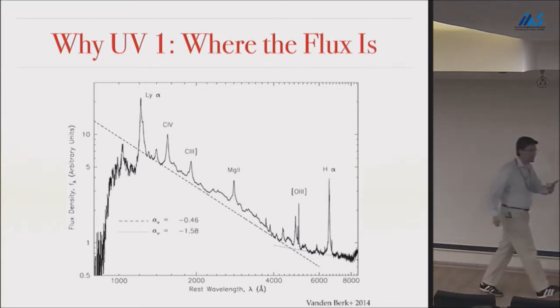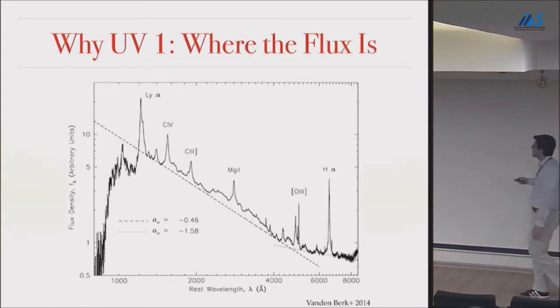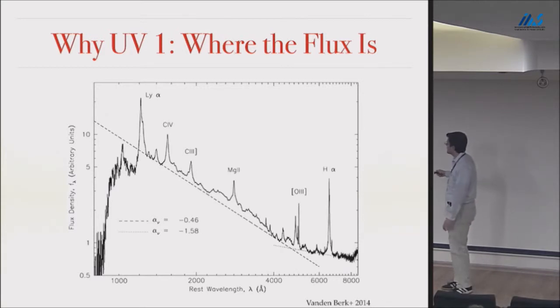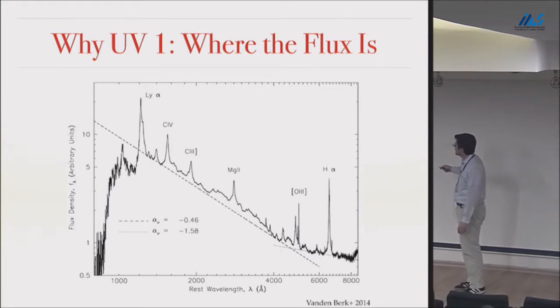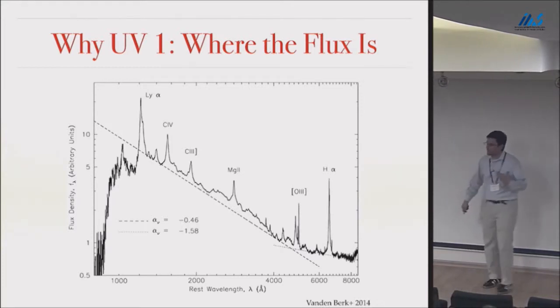You can also see that there are a bunch of features. If you're looking in the optical, you're pretty limited to the Balmer series, maybe some forbidden narrow oxygen lines, and of course these helium-2 lines that we've seen. But there are many: magnesium-2, semi-forbidden carbon-3, carbon-4, Lyman-alpha, neon-5. There are lots more atomic features if you go look in the ultraviolet.